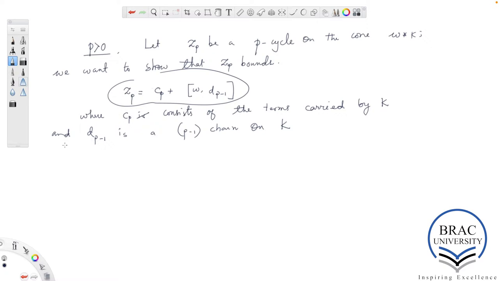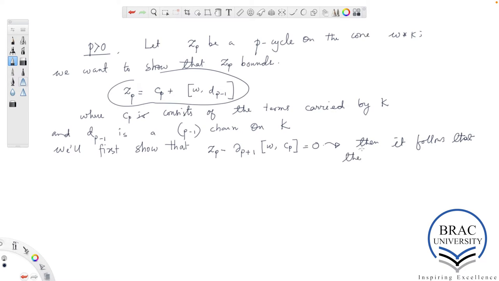We'll first show that Z_P minus del_{P+1} of W comma C_P is equal to 0. This is something that we need to show first. And let me tell you what this will achieve. If you are able to show that this equality holds, then it will follow that the P cycle Z_P bounds.